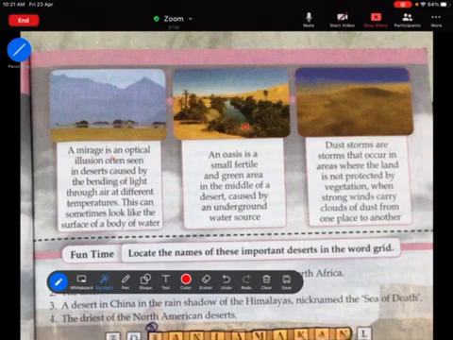This one is an oasis. An oasis is a small, fertile, and green area in the middle of a desert caused by an underground water source. So, here you can see some greenery, that is called oasis. Next, dust storms are storms that occur in areas where the land is not protected by vegetation. So no plants over there, no trees over there. In such cases, the chances of dust storms are there, when strong winds carry clouds of dust from one place to another.